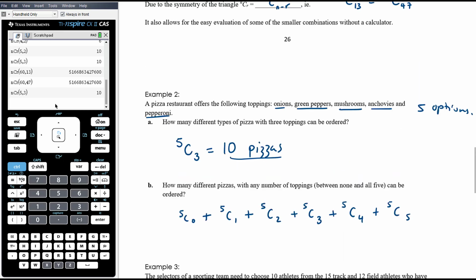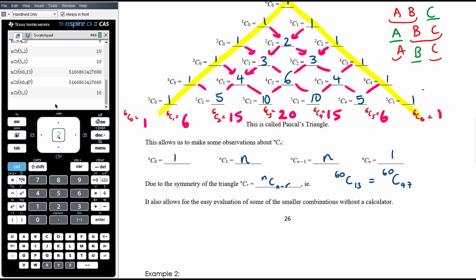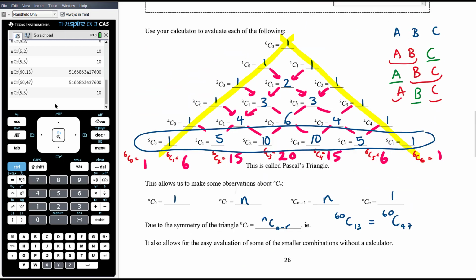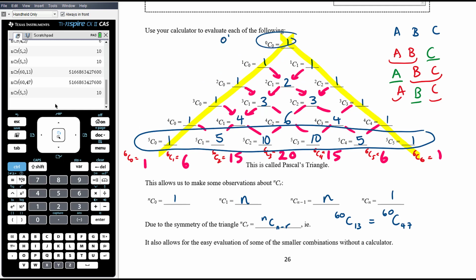So essentially that's just adding together the entire row, the 5th row of Pascal's triangle. Bearing in mind that we call the first row the 0th row: first row, second row, third, fourth. If you call the first row the 0th row, it's easier to see that the 5th row will be 5 choose 0, 5 choose 1, 5 choose 2, etc.